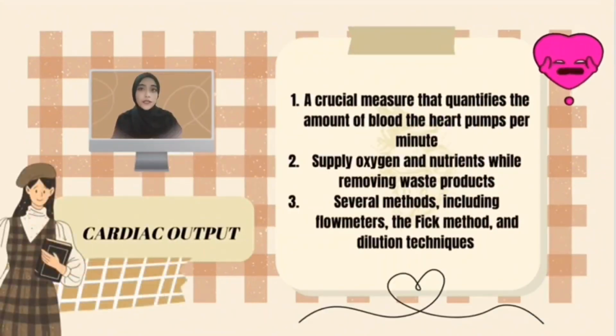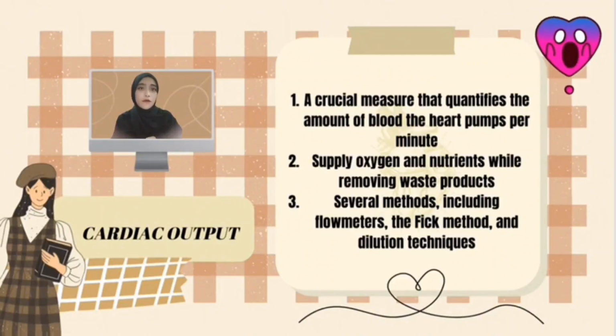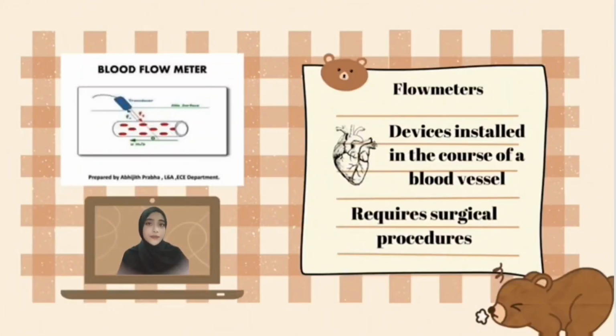Cardiac output is a key metric that quantifies the amount of blood the heart pumps per minute. It reflects the heart's efficiency in circulating blood to supply oxygen and nutrients while removing waste. However, measuring cardiac output accurately poses challenges. The dynamic and intricate nature of blood circulation within the body makes precise cardiac output measurement challenging.